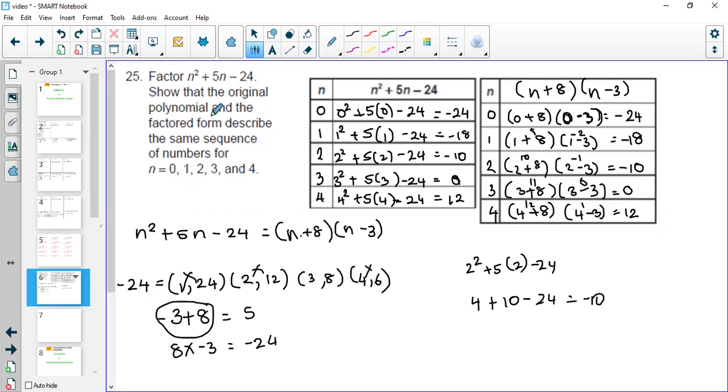So simply, they are just asking you to factorize the trinomial and then find out if, for the values which are given, the answers are the same with factorization and without factorization. So that was all the lesson. Hopefully you have got the answers right.